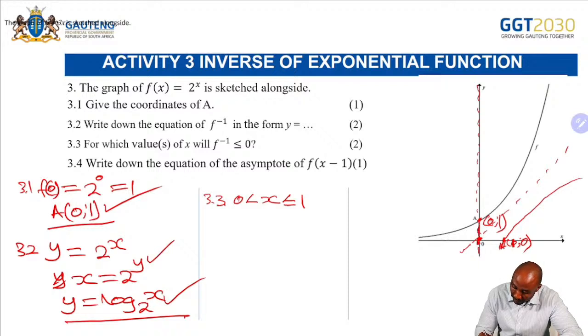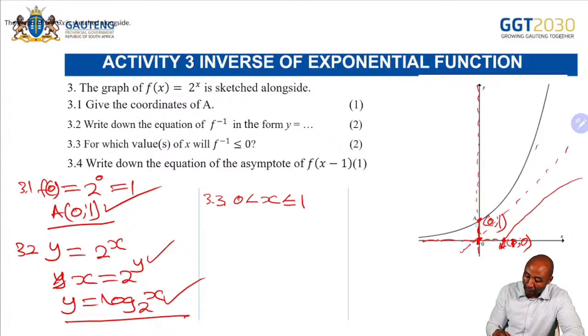It's between 0 and 1. So it means this on the inverse function becomes our x values. It's still between 0 and 1. Remember, along this line, this is an asymptote. Our y cannot be equal to 0, but it has to be greater than 0. Hence, we will get our answer there. Write down the equation of the asymptote of f of x, this is 3.4. So for the end points and the correct inequality signs, you get your 2 marks there.